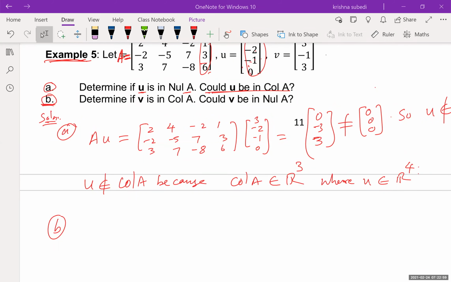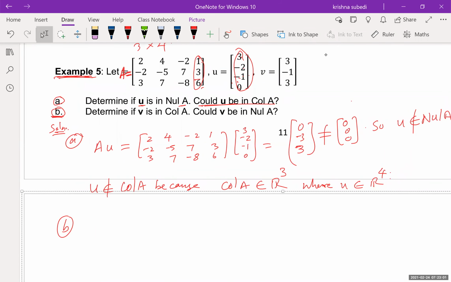Looks like part B, in example 5, we need to do together. This one is a little bit different than part A. Let's work on it. Determine if V is in the column space of A. V is in R3, and the column space of A is also in R3. So this may be a candidate, but we don't know yet.